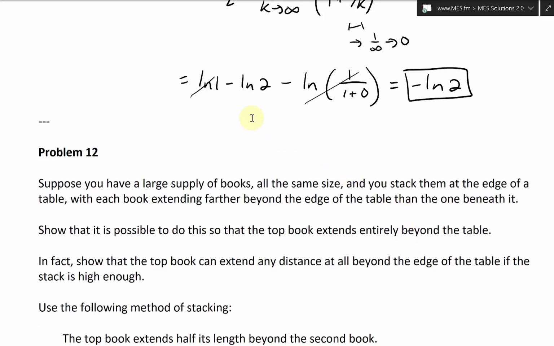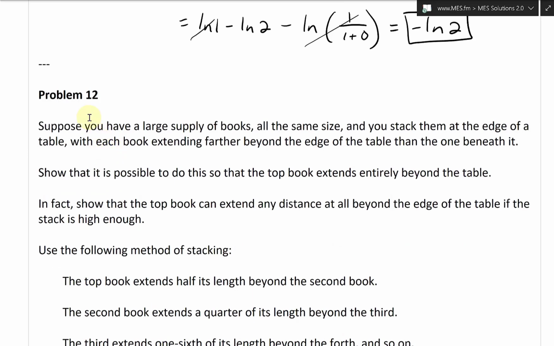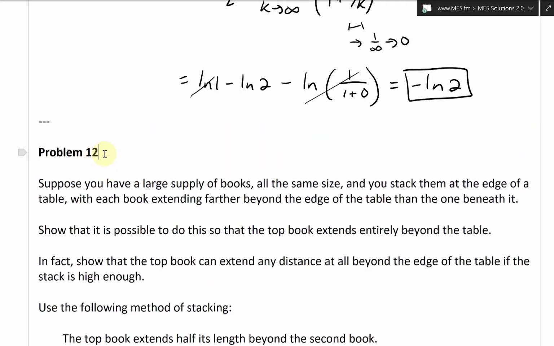Anyways, let's continue further. Now we'll look at problem 12. Again, we have 26 problems plus that example, so that's 27 total. So we are well on our way, almost halfway of the video, or of the questions. So yes, we have problem 12.